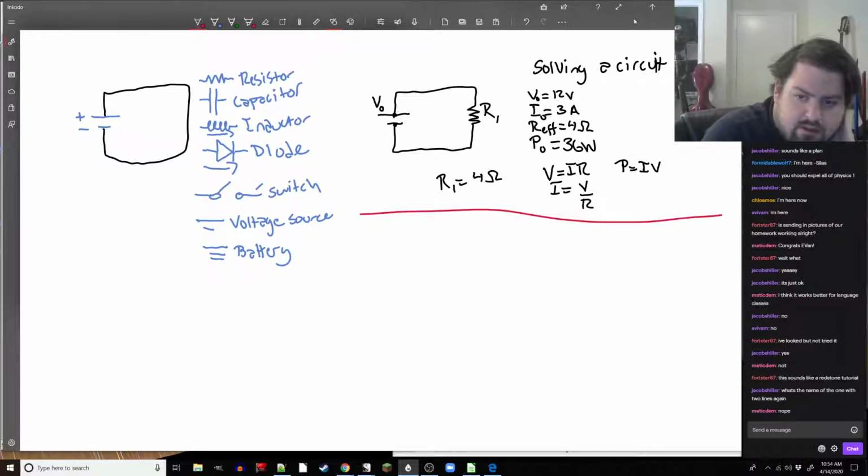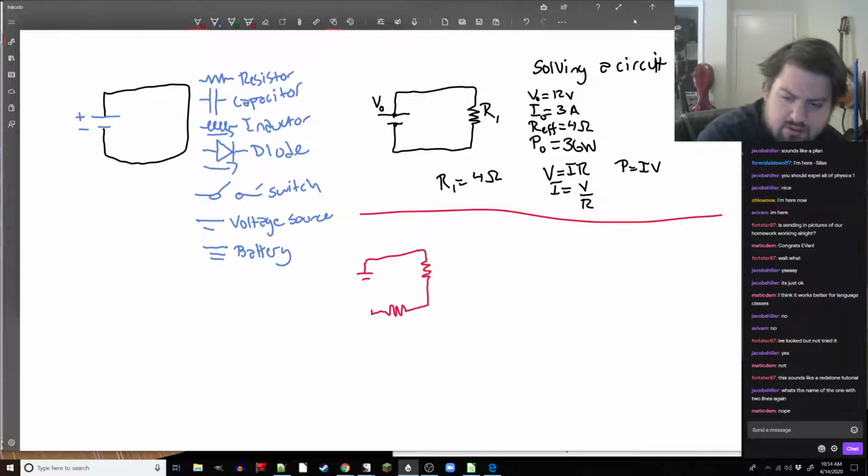Okay, so let's draw another circuit. It's hard to get straight lines. Okay, voltage, and let's put a resistor here, and another resistor here, and back to the voltage source. We'll call this V0 again.